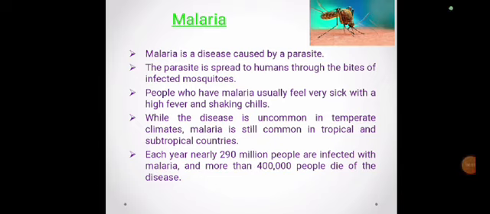Okay, then we go for malaria. Malaria is one of the vector-borne diseases. Malaria is a disease caused by a parasite. The parasite is spread to humans through the bites of infected mosquitoes. The people who have malaria usually feel very sick with a high fever and chills. While the disease is uncommon in our temperate climate, malaria is still common in tropical and subtropical countries. Each year, nearly 290 million people are infected with malaria, and more than 4 lakh people die of this disease.